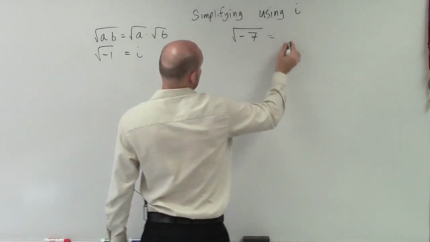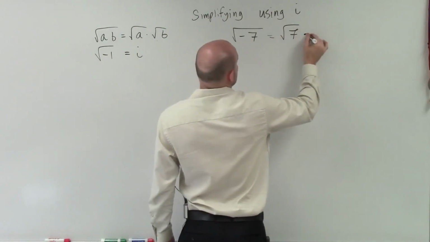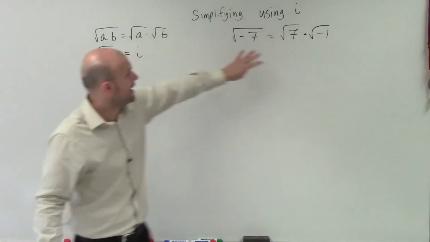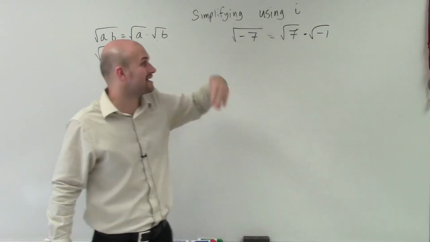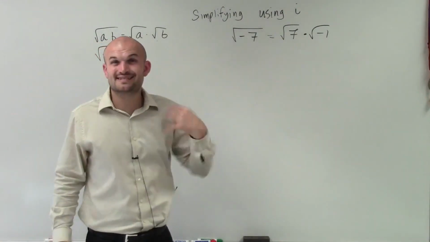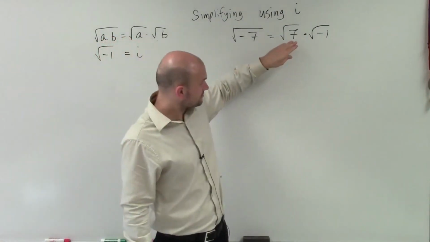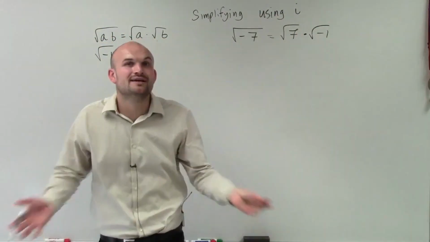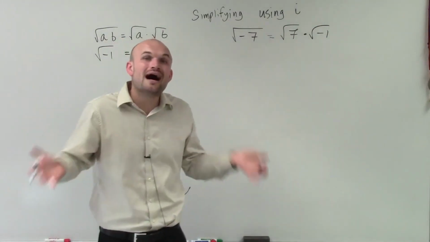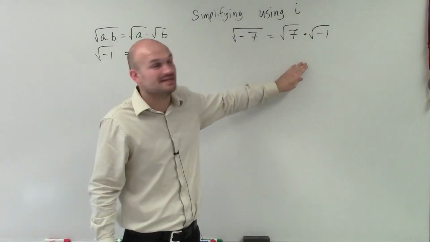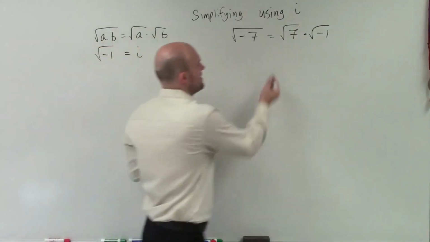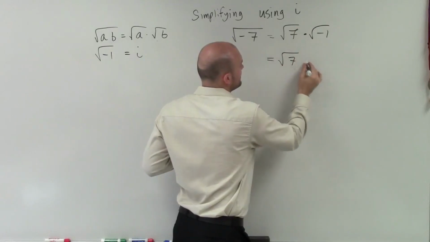So I can rewrite this as the product of the square root of 7 times the square root of negative 1. By applying this property, I understand that I can break that up into the square root of 7 times the square root of negative 1. Now I'm going to want to simplify each of these numbers individually. The square root of 7 is an irrational number. It's 2.645751 and so on, going on and on forever, so I can't simplify this. However, the square root of negative 1 we recognize as i. So my final answer is just going to be the square root of 7 times i.